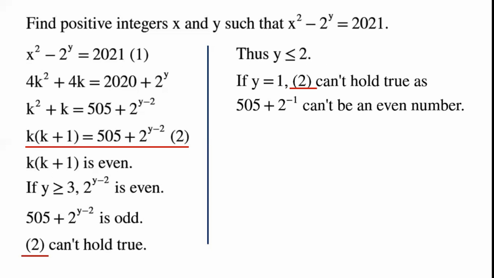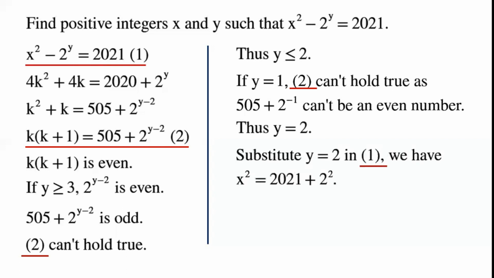If y equals 1, equation 2 can't hold true, as 505 plus 2 to the power of minus 1 can't be an even number. Thus, y equals 2. Substitute y equals 2 in equation 1. We have x squared equals 2021 plus 2 squared.